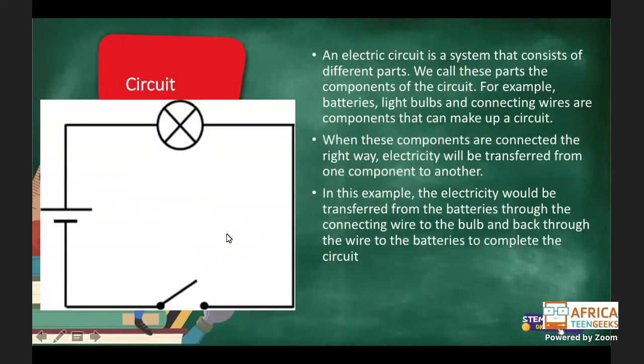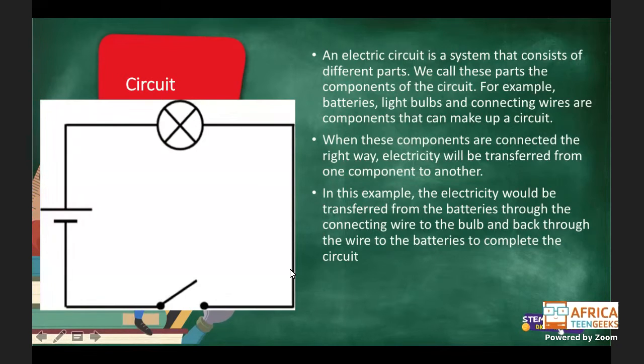Okay, this is a simple diagram of a circuit. It's similar to the picture you saw just before this one. As you can see, this round shape is the symbol of a light bulb.